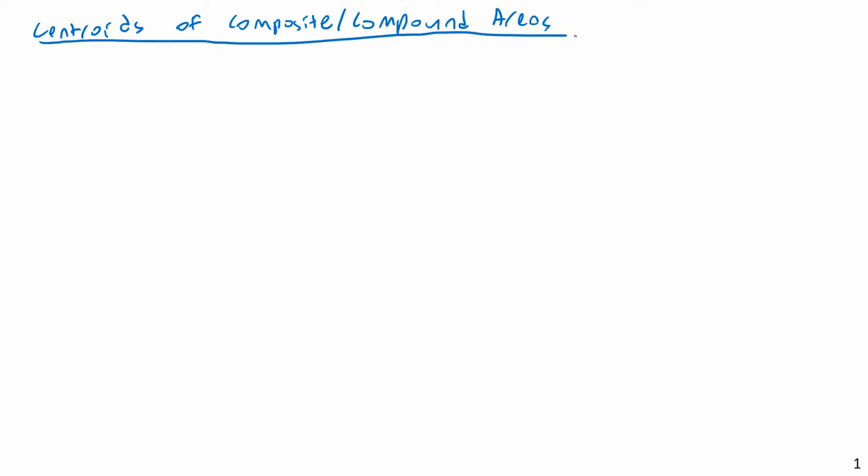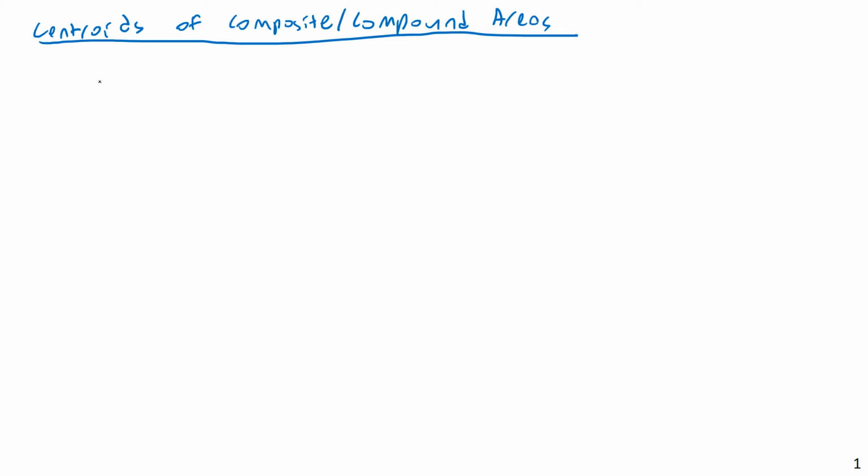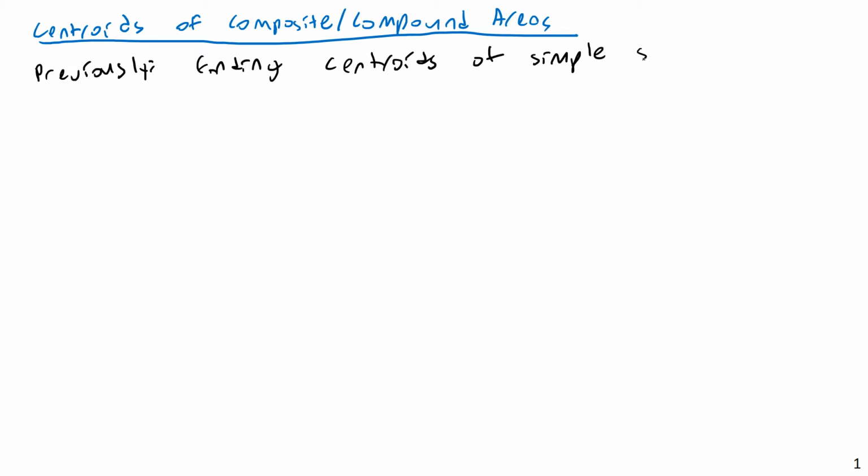So, first of all, let us review what we've looked at so far. Previously, we have looked at how to find the centroid of an area that would be described by a single continuous curve, or a simple shape, I might also say. Centroids of simple shapes defined by a single curve, or a single continuous region.